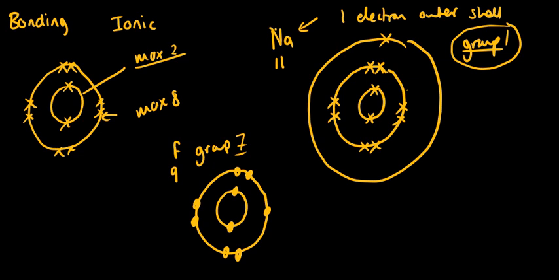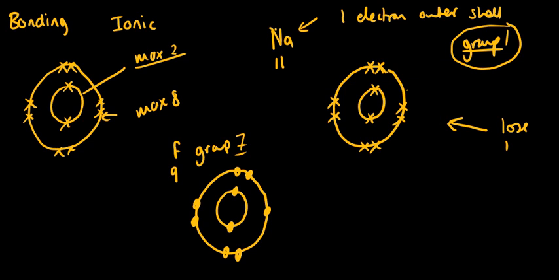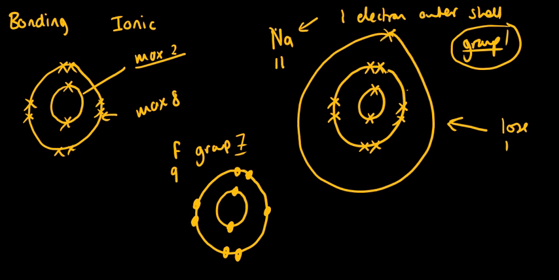So the best way that this sodium atom here can get a full outer shell is by 2 options. Either they can lose 1 electron, in which case they will then have a full outer shell, or they would need to gain 7 electrons. And clearly losing 1 electron is going to be easier than gaining 7. So when sodium reacts, it tends to lose 1 electron.